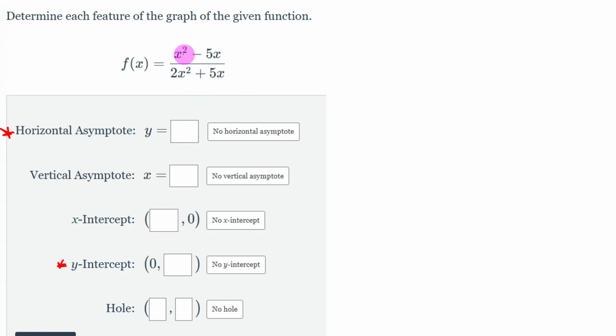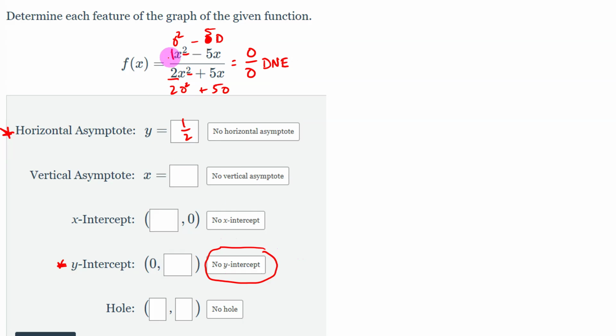So my power on top is the same as the power on the bottom. I have a 1 and a 2. So y equals 1 over 2. The y-intercept is when you make x 0. So we'd have 0 squared minus 5 times 0, over 2 times 0 squared plus 5 times 0, which would give us 0 over 0, which does not exist. So we have no y-intercept.